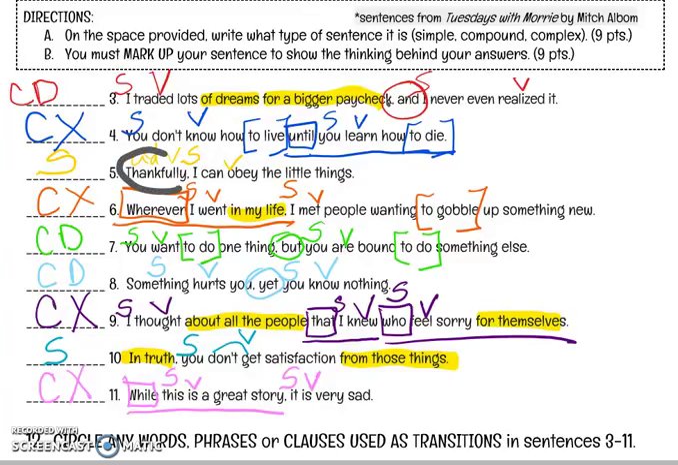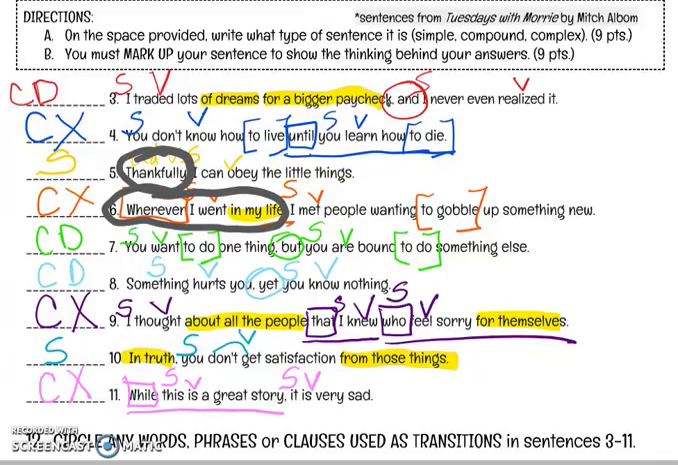Here I have a comma. Thankfully, I could get rid of that and the sentence would read, I can obey the little things. So that was a transition. We know dependent clauses can be transitions if they're at the beginning. So that one needs circled.